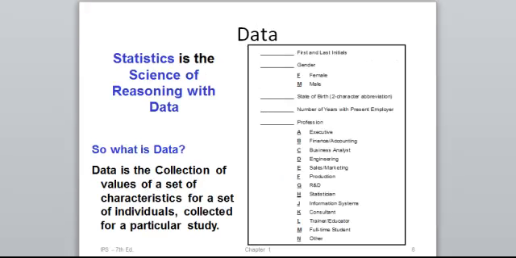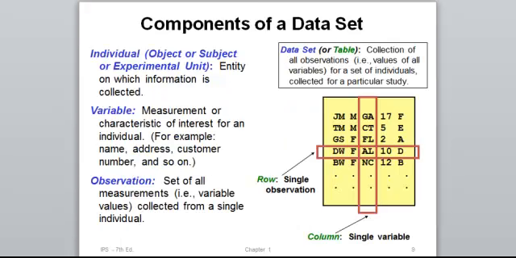So let's take a look at data. Now, statistics is the science of reasoning with data. And data is the collection of values of a set of characteristics for a set of individuals, collected for a particular study. So we're going to look at this particular study. They want to know the first and last initials, the gender, state of birth, number of years with present employer, and the profession. So you give this survey out to a bunch of employees, and you have them answer the question, and you collect data. And the data will look like this. A bunch of letters and numbers it's hard to make any sense of, and that's why we have to take these and we have to find ways to represent it so it's readable and we can do some analysis on the data.